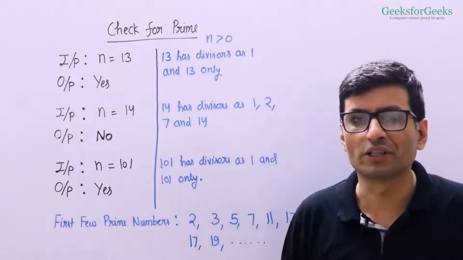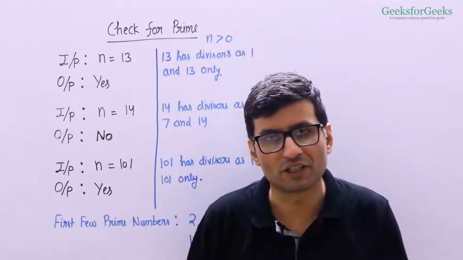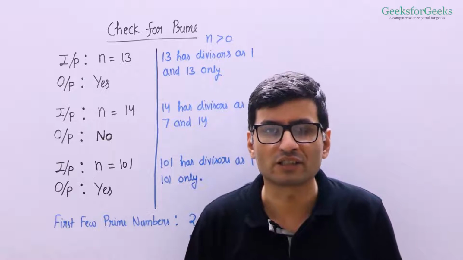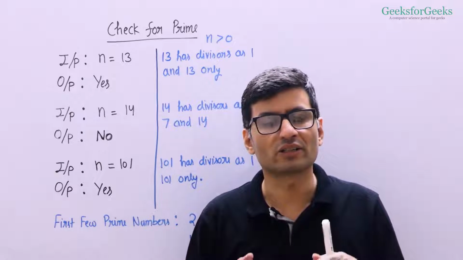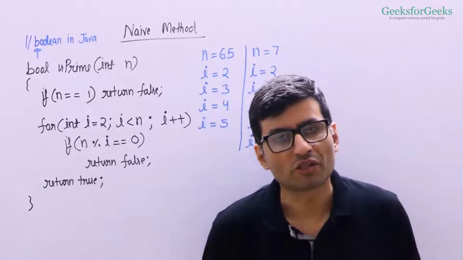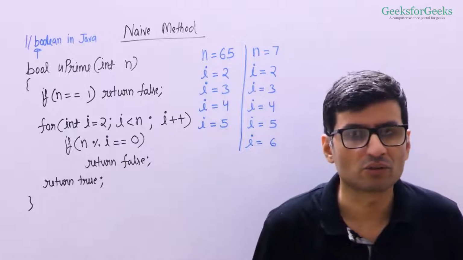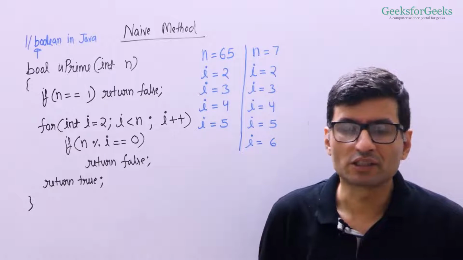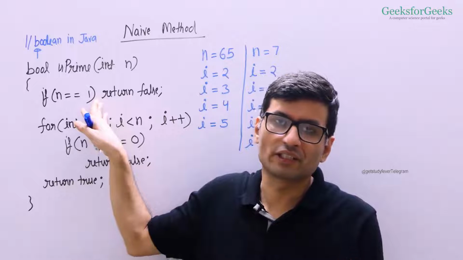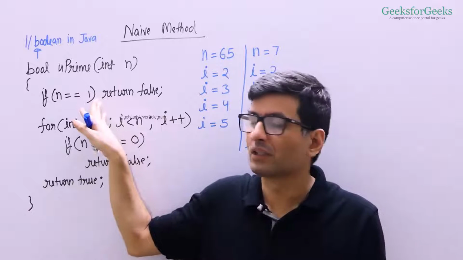Now please pause this video and try to write down a function that takes a number n as input and returns a boolean value. It returns true if n is prime, otherwise it returns false. Let us first talk about a naive method to solve the problem. In this naive method, we explicitly check for n equal to 1. If n is 1, then it's not a prime number.